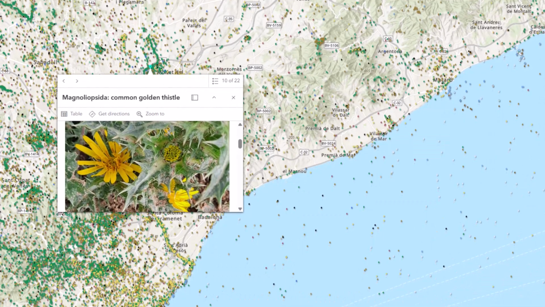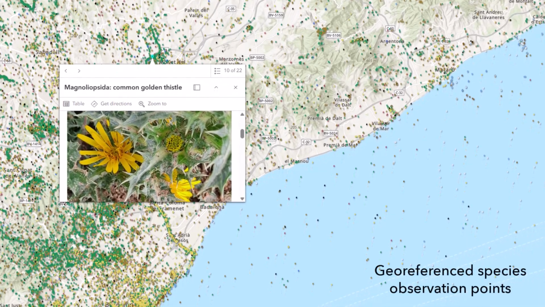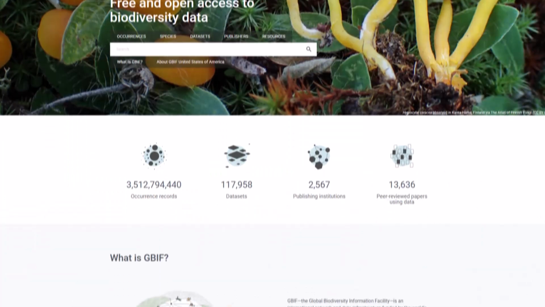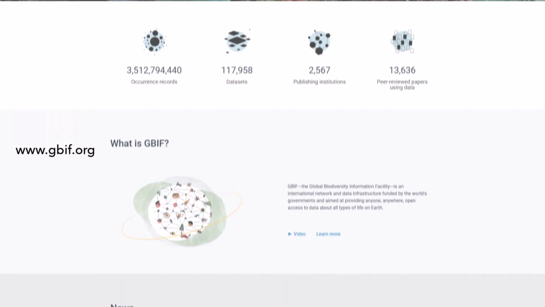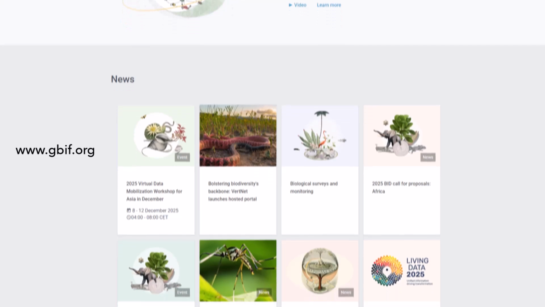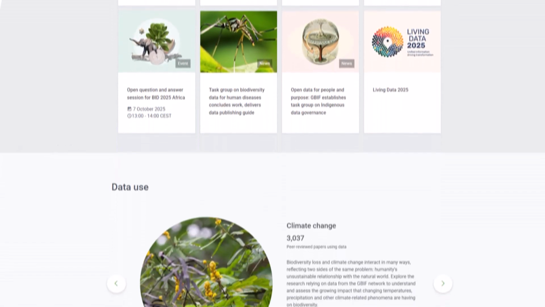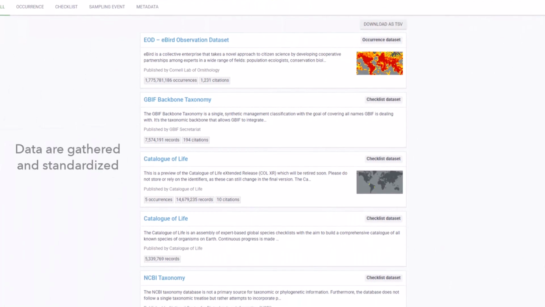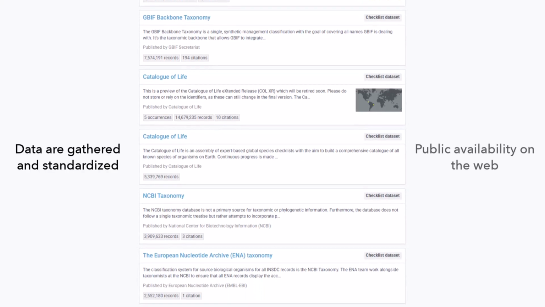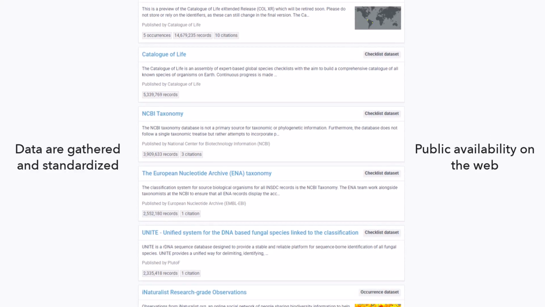For biodiversity and conservation, a critical type of data are georeferenced or geolocated observations of plant and animal species. The Global Biodiversity Information Facility, or GBIF as it is commonly known, compiles the world's largest database of these types of biodiversity observations. GBIF gathers data from many sources, standardizes the format, and then makes the standardized data openly accessible and available to anyone through the web.